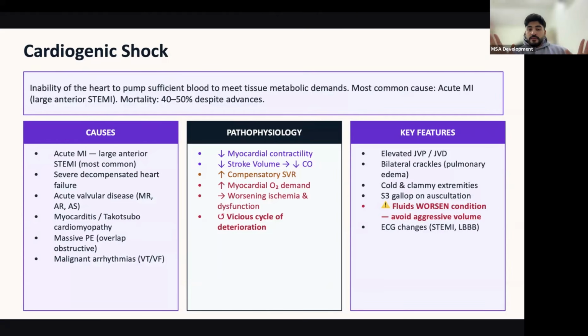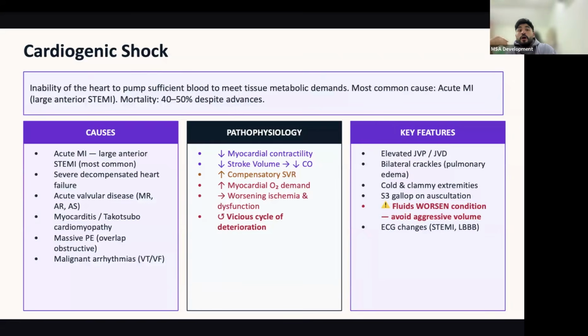Now, again, we know how it happens, right? The heart just fails to pump properly, and you're going to have this worsened ischemia, and it's a vicious cycle. It doesn't stop. It's going to vasoconstrict, and your tissue hypoxia is going to get more and more severe. How do you know that the case is talking about a cardiogenic shock? First of all, you're going to have elevated JVP. You're going to have jugular venous distension. You're going to have crackles heard in your lungs, which indicates pulmonary edema, backflow of blood.